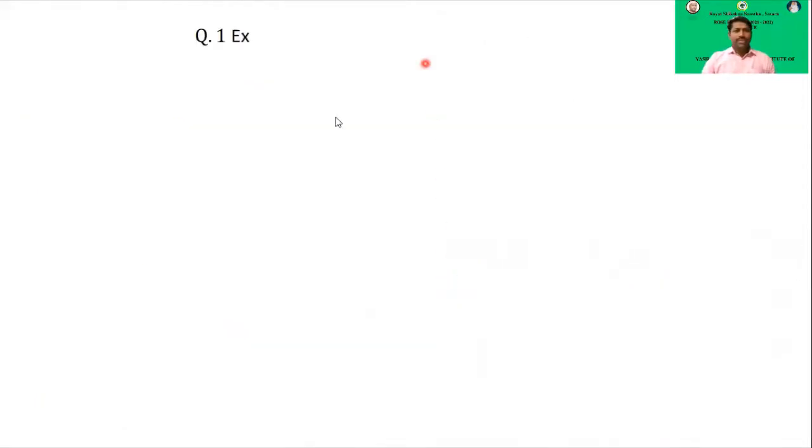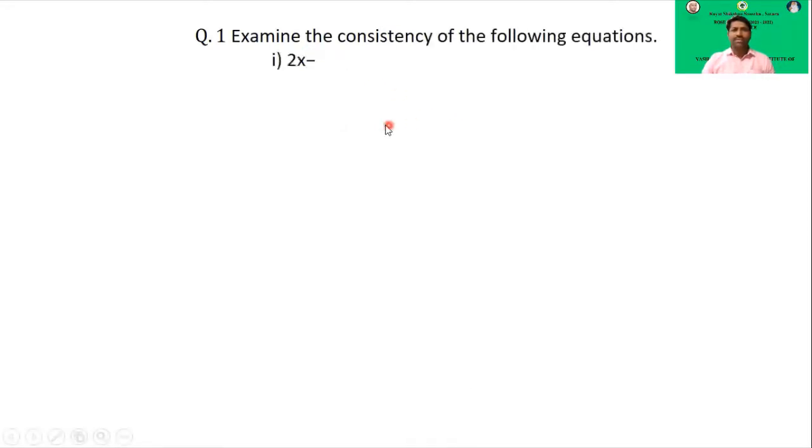Now we see some examples on consistency. Examine the consistency of the following equations. So here 2x minus y plus 3 is equal to 0, 3x plus y minus 2 is equal to 0, 11x plus 2y minus 3 is equal to 0. इथं एक ध्यानात ठेवायचा आहे, जो कॉन्स्टंट टर्म आहे एक तर पूर्णपणे LHS ला पाहिजे किंवा पूर्णपणे RHS ला पाहिजे. तिन्ही इक्वेशनच्या कॉन्स्टंट टर्म लेफ्ट हँड साइडला पाहिजेत किंवा राइट हँड साइडला पाहिजे.